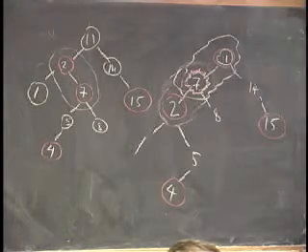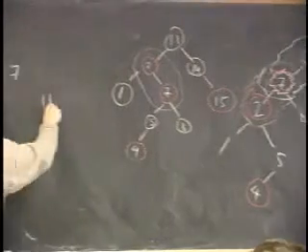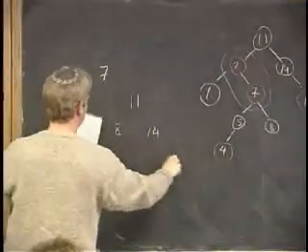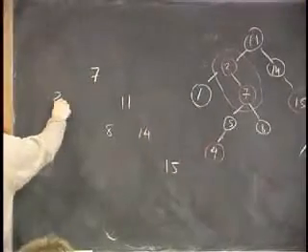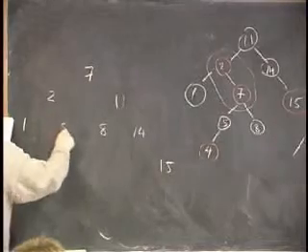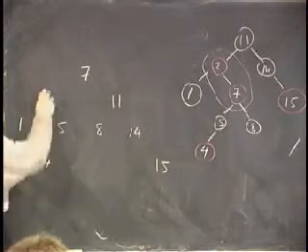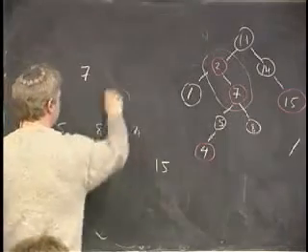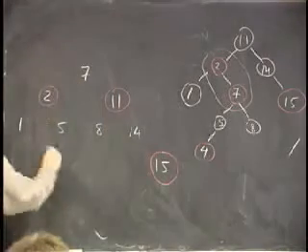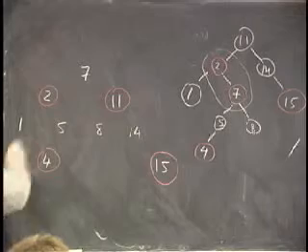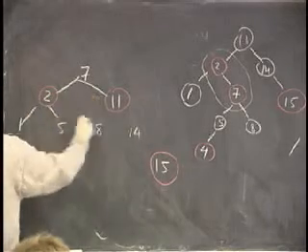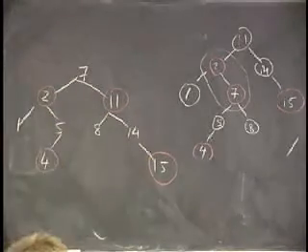What does it look like when we're done? 7, 11, 8, 14, 15, 2, 1, 5, 4. And here's the reds. A red here, a red here, a red here, and a red here. Let's check to see that that's right.